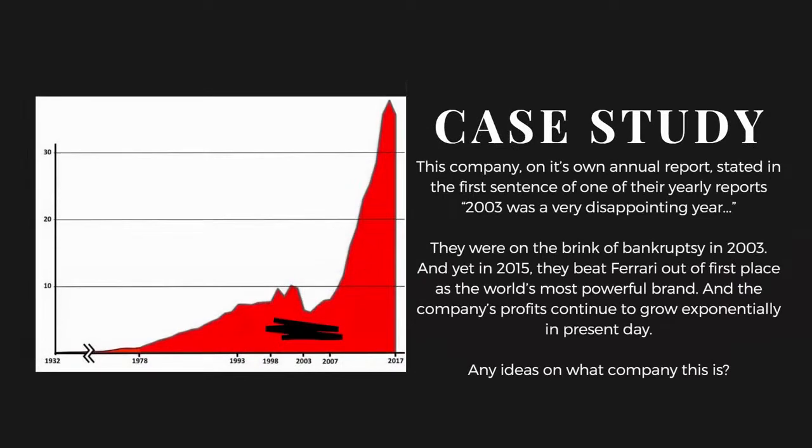So we'll be looking at a case study actually. So this company, in its own annual report, stated that the first sentence of one of their yearly reports, through 2003, was: a very disappointing year. They were on the brink of bankruptcy in 2003, and yet in 2015, they beat Ferrari out of first place as the world's most powerful brand. And the company's profits continue to grow exponentially in present day. Do you guys have any idea what this company might be?